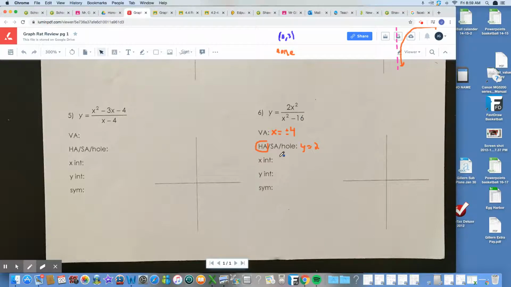X-intercept: set the top equal to 0. 2x squared, so 0 is the only thing. 0, comma 0. Y-intercept: plug in 0, I get 0 over negative 16, which is also 0. So it's 0, comma 0 for both of them.